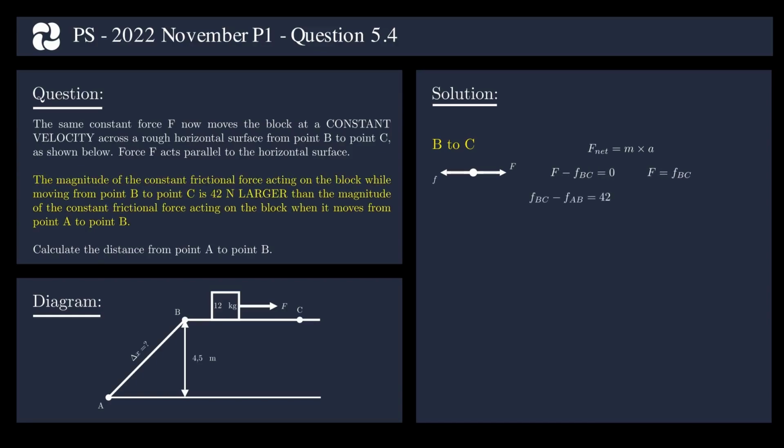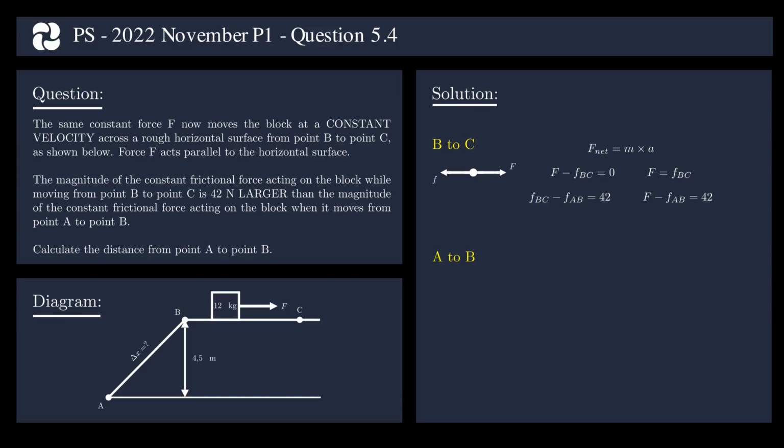According to the second paragraph, the frictional force between points B and C is 42 newtons larger than the frictional force between the points A and B. We can replace friction BC with the force F as they are equal to each other. It seems that there is nothing left to be derived from the section BC. The question requires to calculate the displacement between the points A and B.